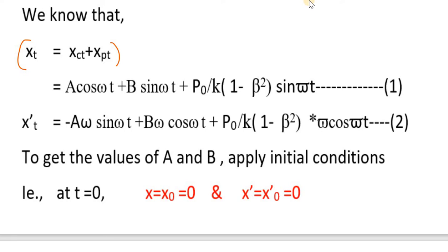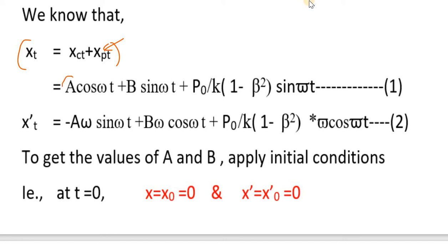This is the way in which you have to proceed. First of all I found out the particular integral. Now I am taking the total solution. You can see here, this is a cos omega t plus b sin omega t plus p0 by k into 1 minus beta square, sin omega dash t. This is my solution.